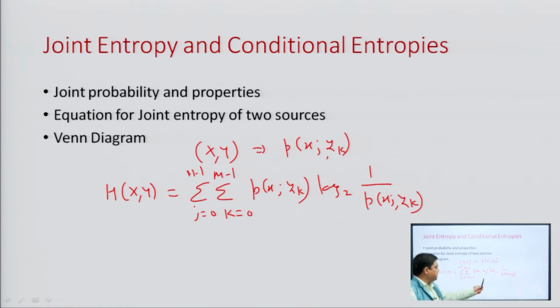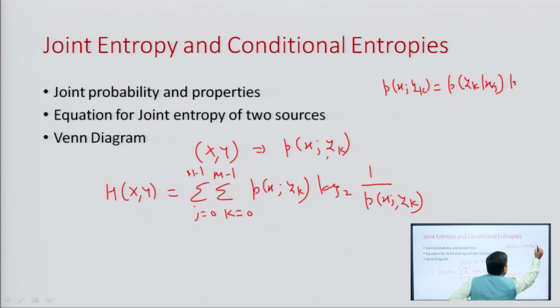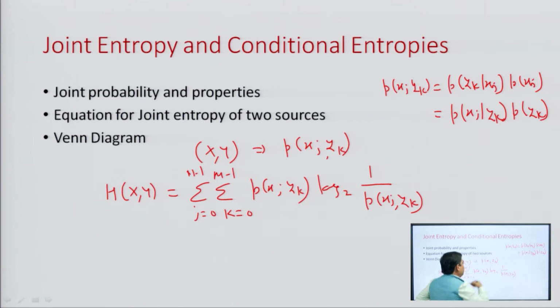Here, p(xj, yk) we can put its value like this also: p(xj, yk) equals p(yk | xj) into p(xj), or p(xj | yk) into p(yk). These values can be put here if needed.